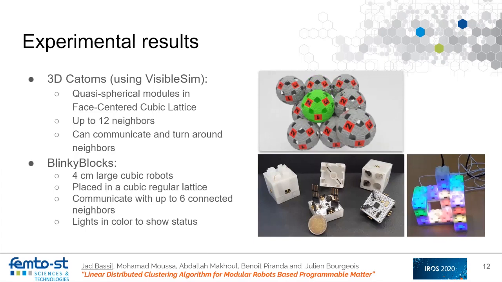Then we validated our simulations on a real robotic system called the Blinky Blocks, which are 4 centimeter large cubic robots placed in a cubic regular lattice. They can communicate with up to 6 connected neighbors and light up in colors to show their status.